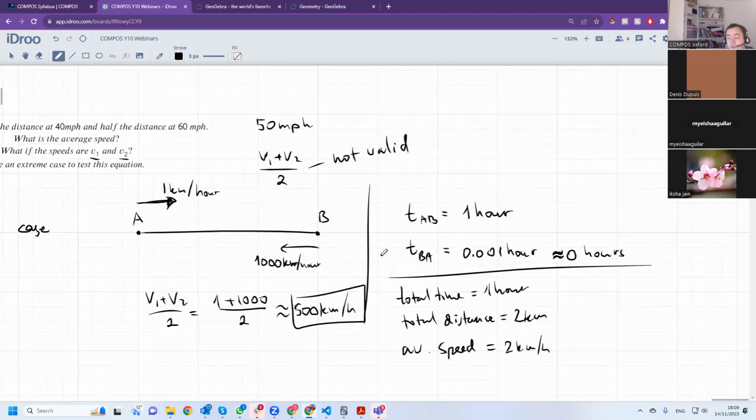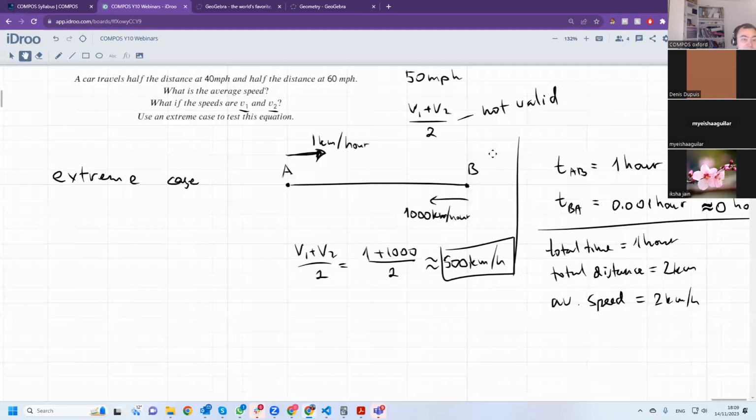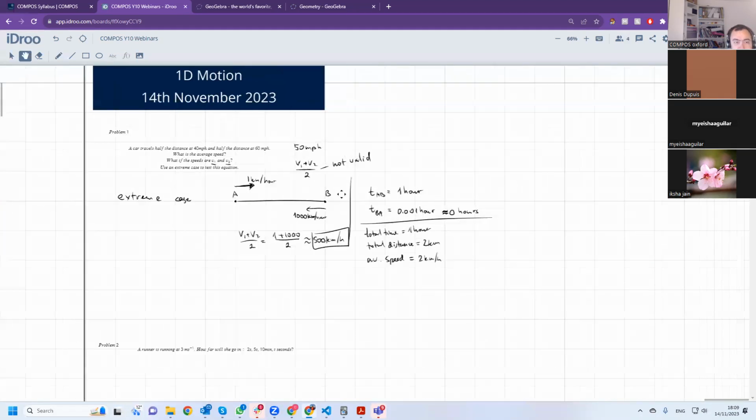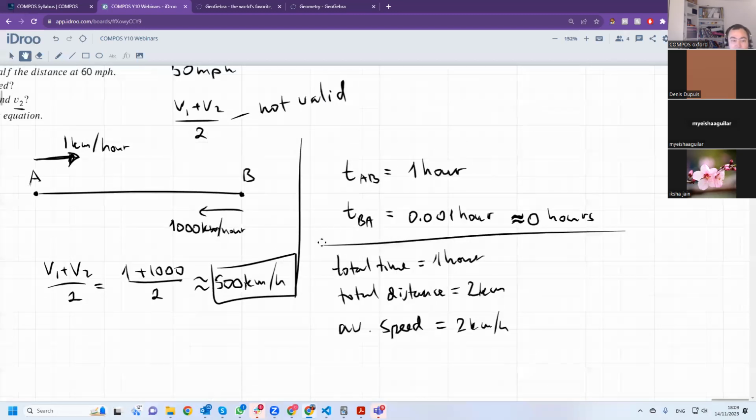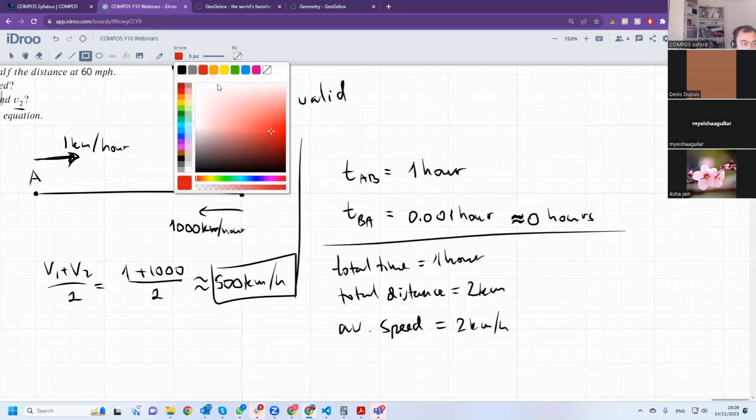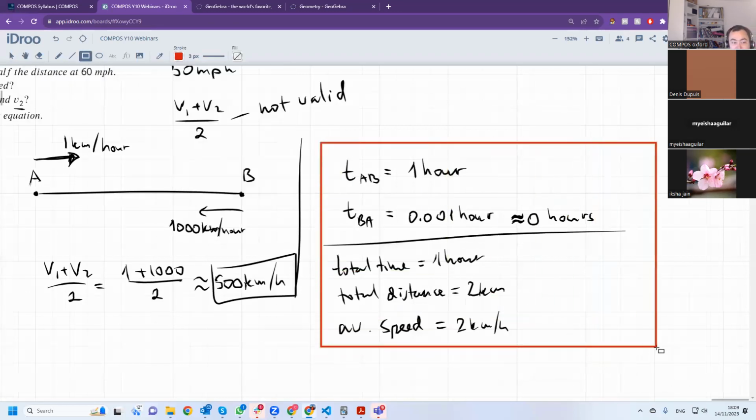Let's try to figure out what went wrong. Does everyone understand what I've just done? I've actually calculated the average speed, and the average speed is not even close to the average speed calculated by this formula, right? So this formula is not valid. Are there any questions?